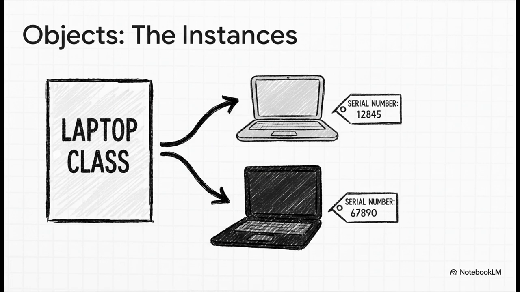Then an object is the actual thing you build from that blueprint. It's my specific HP laptop with its serial number or your specific Dell laptop with yours. Each one is a unique instance that was created based on the rules of the laptop class.